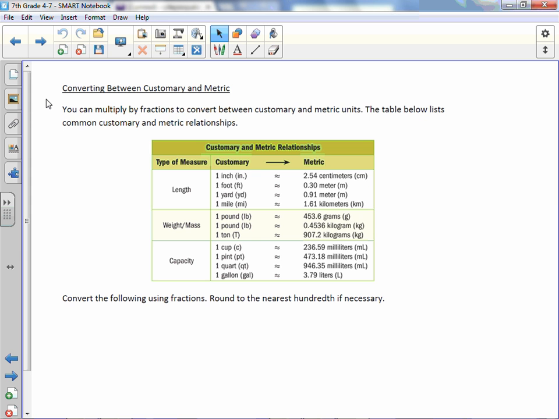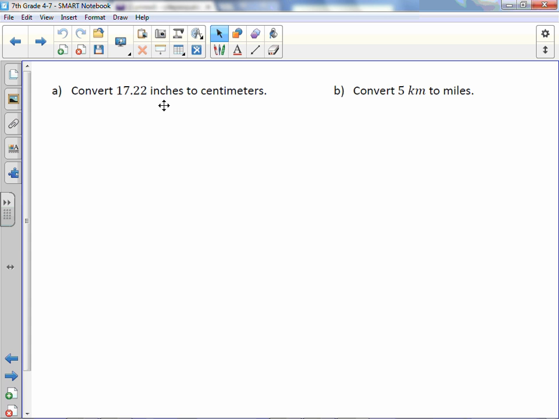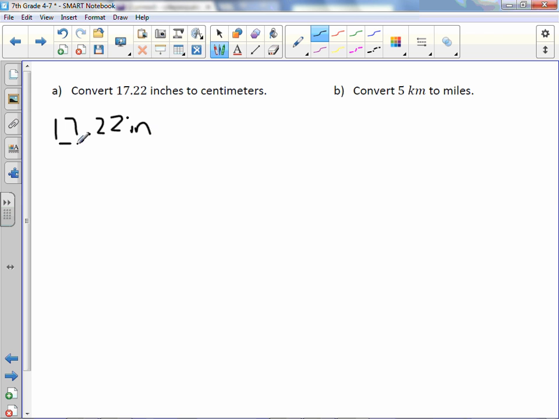For this, you will need to use a calculator. And we are going to round to the nearest hundredth if necessary. So we are converting 17.22 inches to centimeters. What you first want to do is start with 17.22 inches over 1. And then we're going to multiply. Now, I have inches, but I want centimeters. So inches has to go on the bottom so that we can cancel from the top.